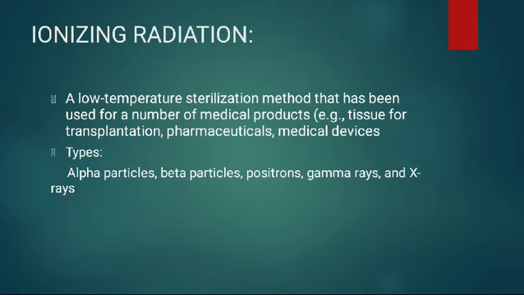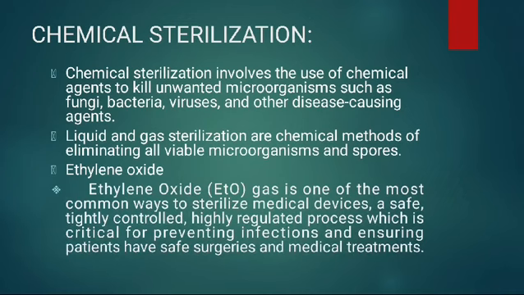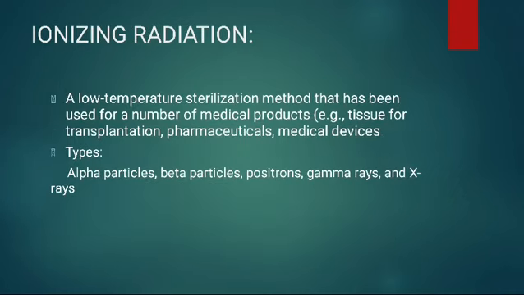Ionizing radiation is a low temperature sterilization method that has been used for a number of medical products. Examples: tissue for transplantation, pharmaceuticals, medical devices. The types of ionizing radiation: alpha particles, beta particles, positrons, gamma rays, and X rays.